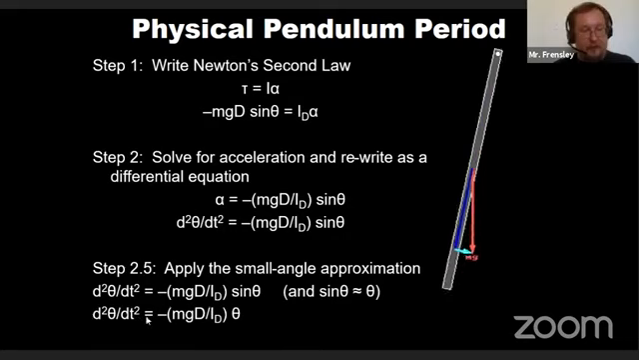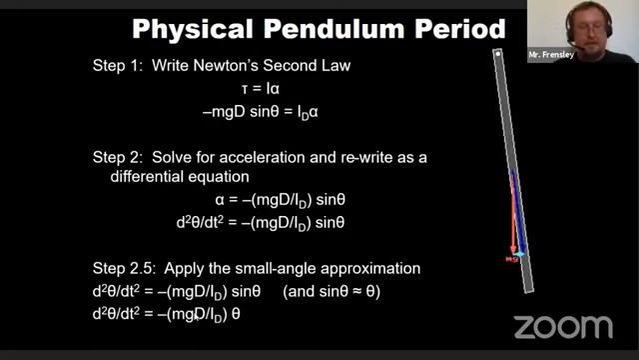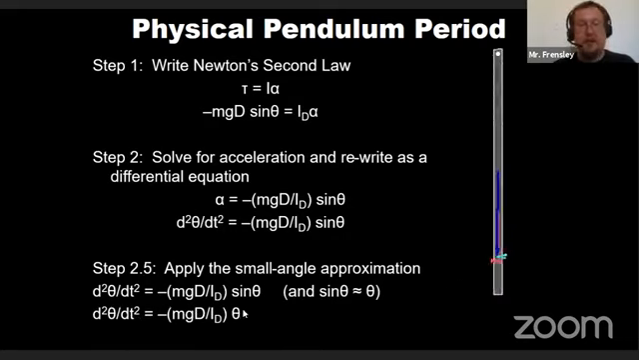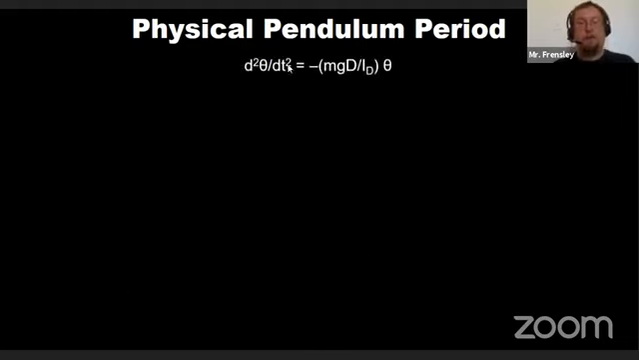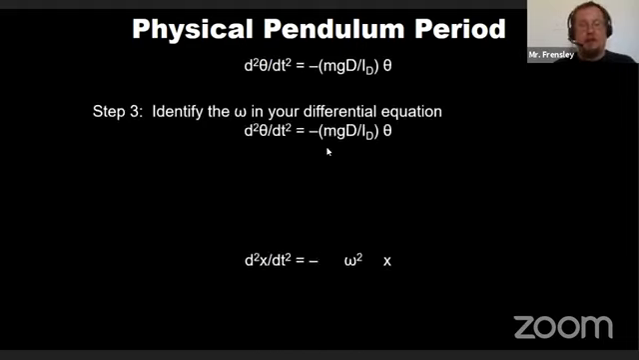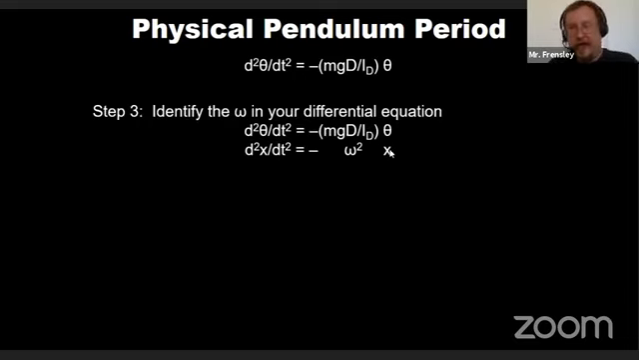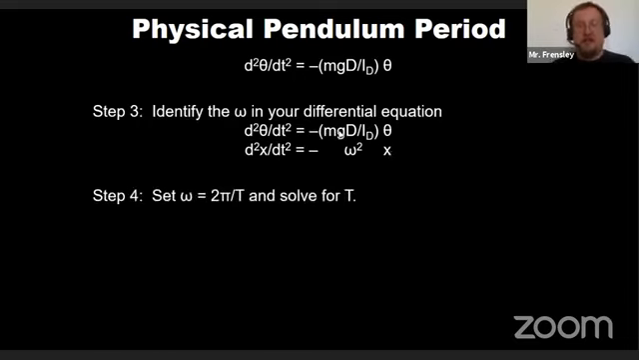So here's my differential equation. Second derivative of theta is negative big constant times just theta. That looks like the simple harmonic motion differential equation. Second derivative equals negative. The big constant is omega squared, and theta is like x. It's the position variable, right? So let's just set this whole big piece of junk equal to omega squared. So there's my omega squared equals mgd over I.